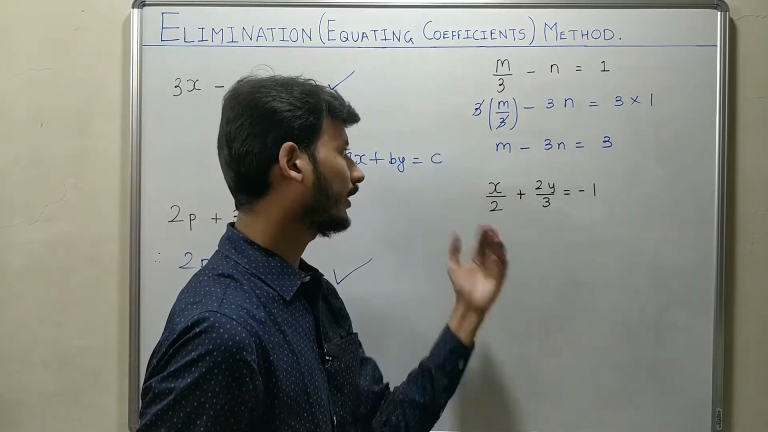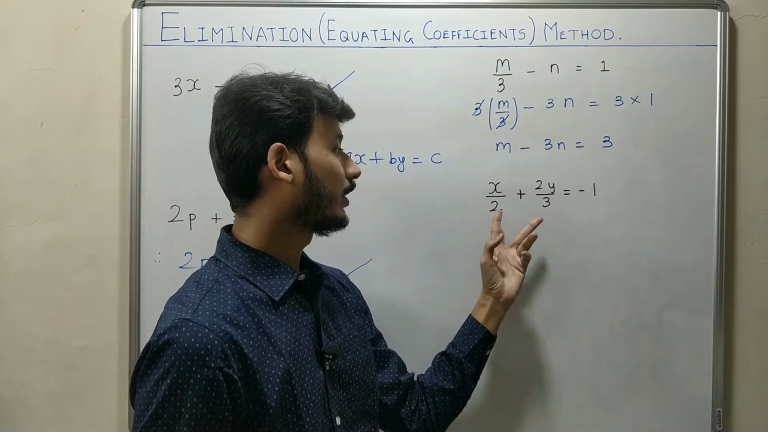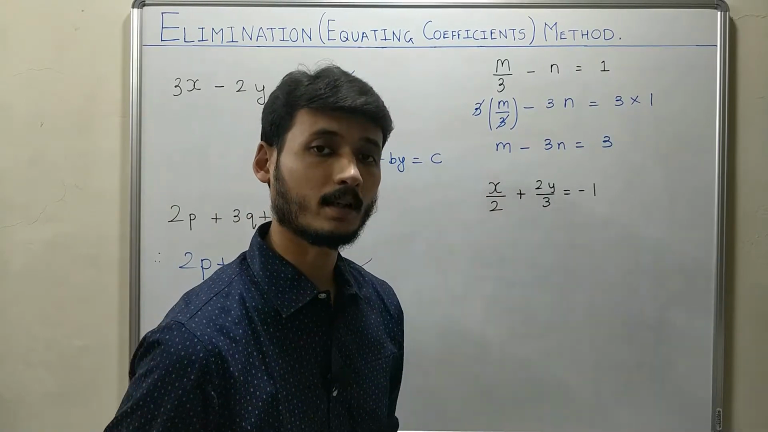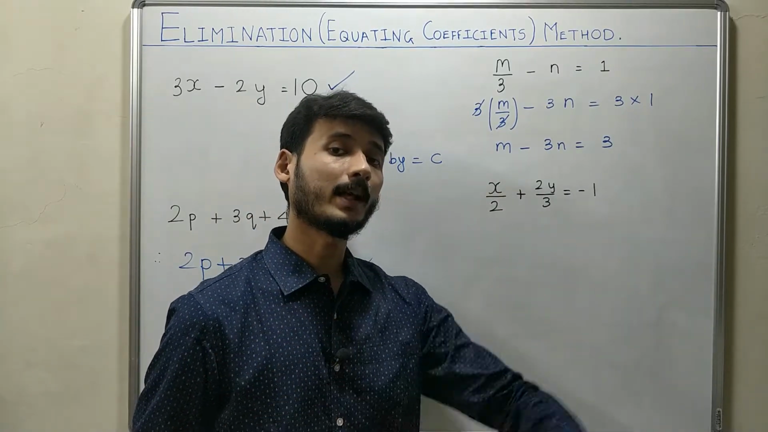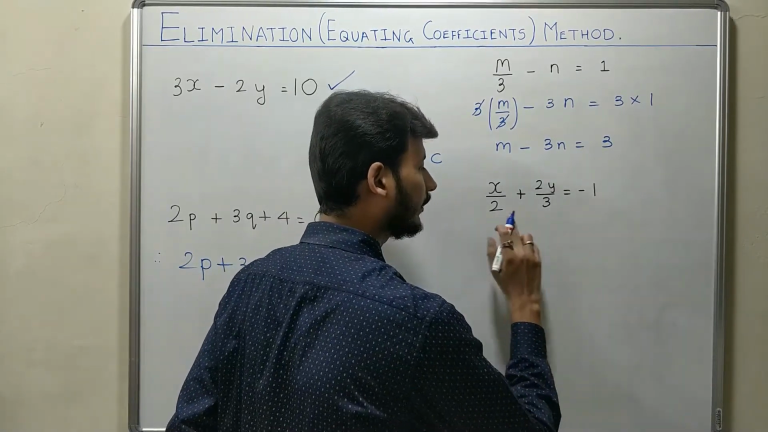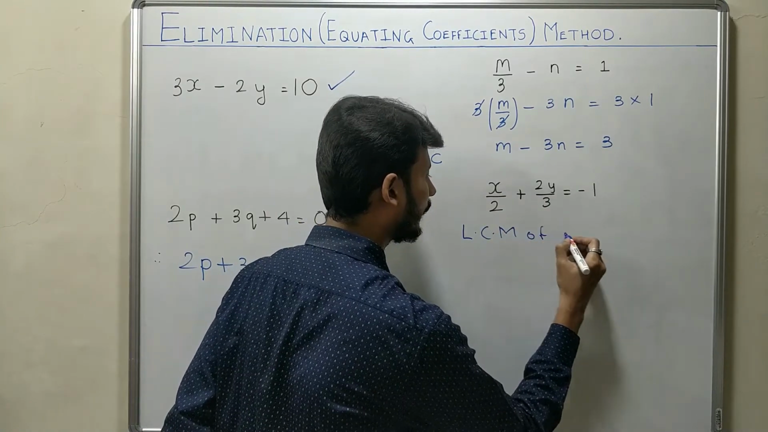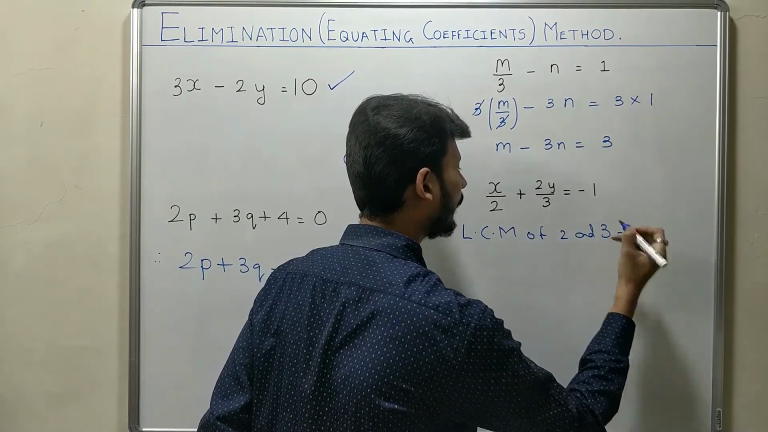But if there is more than one number in the denominator, like here there are 2 numbers in the denominator, then what to do? Multiply throughout by its LCM. So what we will do, we will find the LCM of 2 and 3. So LCM of 2 and 3 will be what?